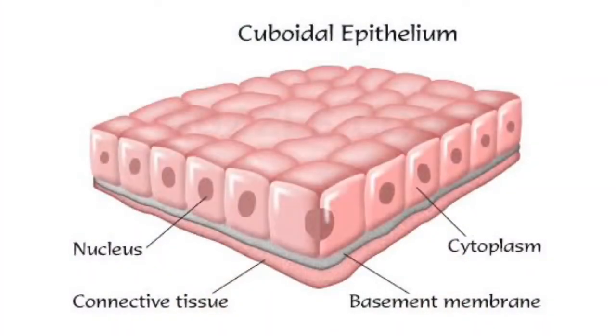The next one is cuboidal epithelium. When I talk about the cuboidal epithelium, the structure is cube shaped, as the name says. Where is it found? It is found in the kidney tubules and salivary glands. And what is the function? It helps in absorption of useful material from urine and helps in secretion of saliva.